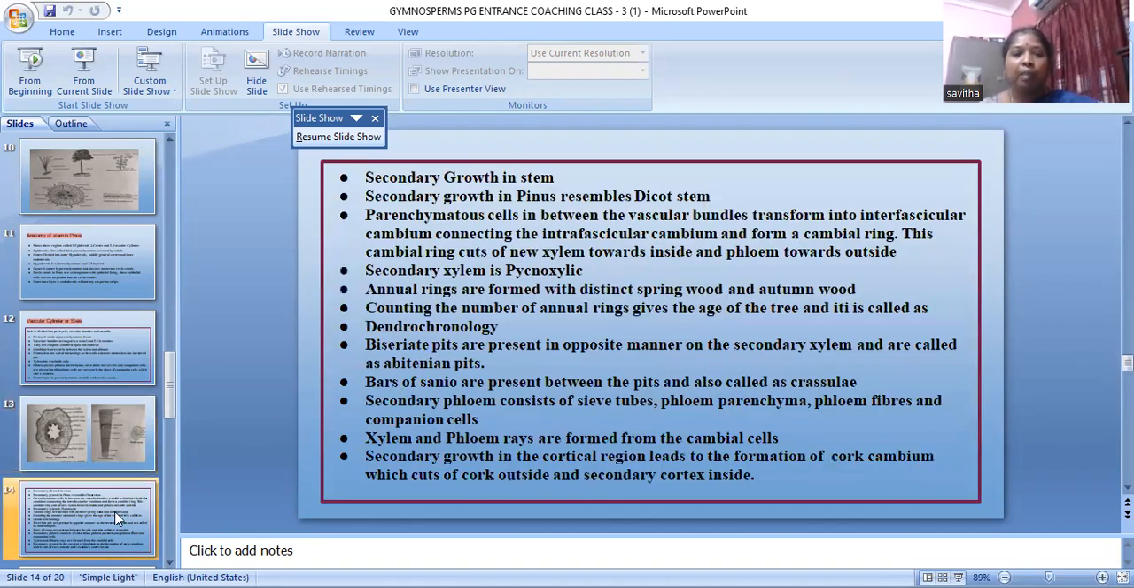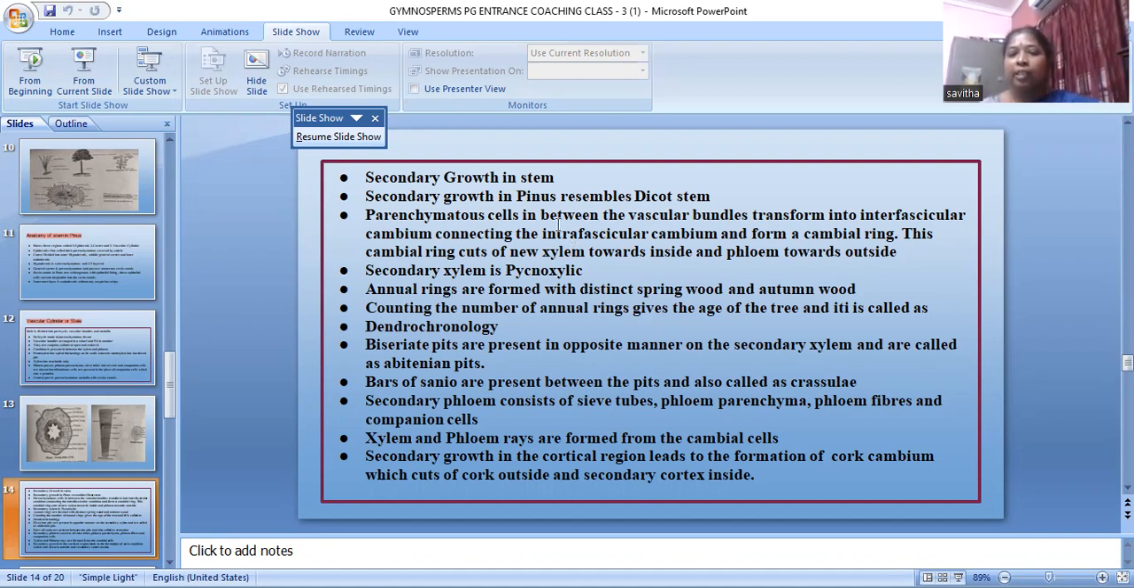So next, when you come to the secondary growth in the stem, secondary growth in the pinus resembles dicot stem. The parenchymatous cells in between the vascular bundles transform into interfascicular cambium, connecting the intrafascicular cambium. The cambium present in between the xylem and phloem in the primary stages is called the intrafascicular cambium. In the primary structure of the vascular bundles, you will be seeing a strip of cambium present in between the xylem and phloem, which is called intrafascicular cambium.